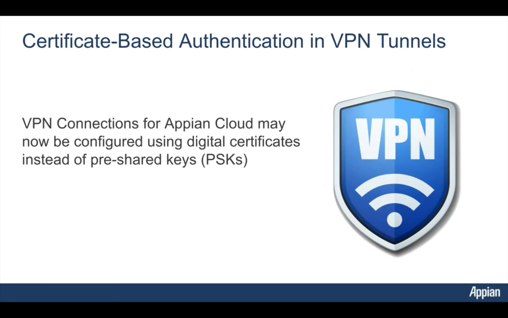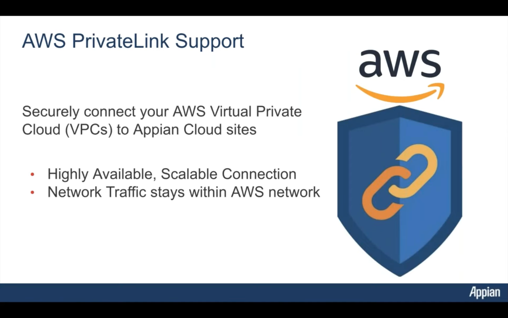In addition, we also have certificate-based authentication for VPN tunnels. So if you're using Appian Cloud, we now like to have certificate-based authentication for an additional level of encryption instead of pre-shared keys. So this is a greater level of managing encryption between the two systems of Appian Cloud and your on-premise environments.